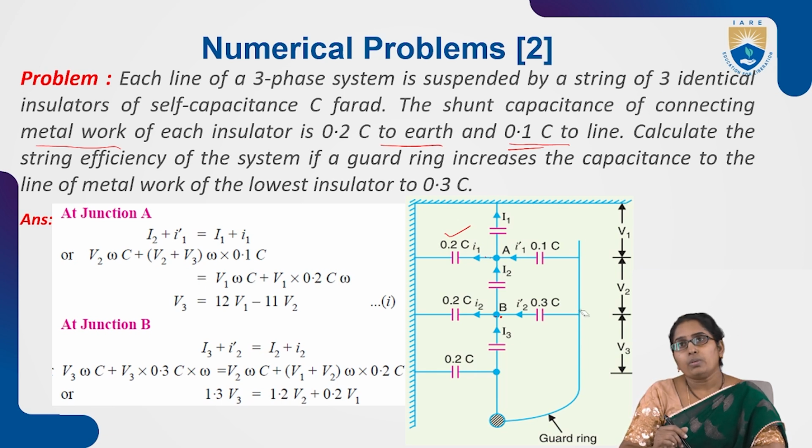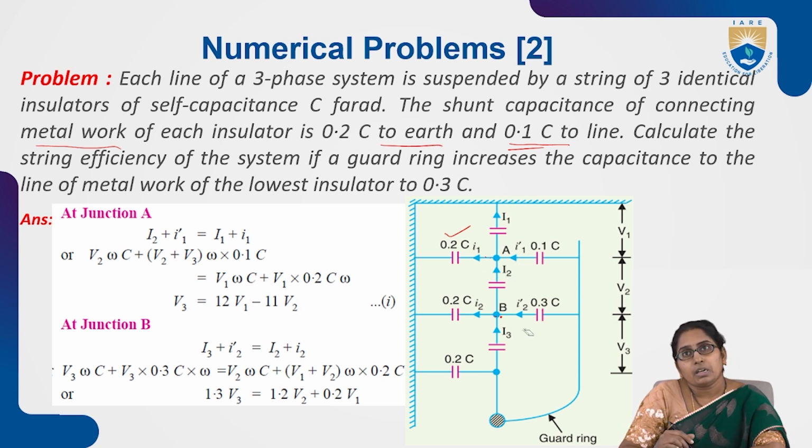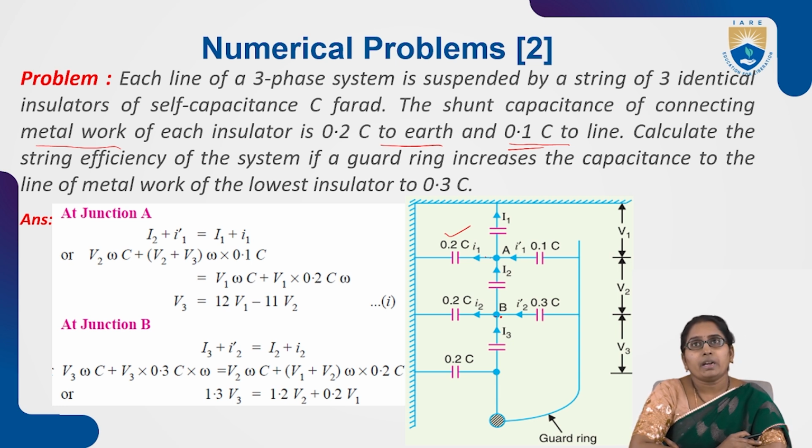So now we'll see, first the current in the metallic guard ring, current is small I1 dash, right? That is equal and opposite to this small I1. Similarly, the down one I2 dash. Now at point A, at junction A, apply KCL. So what are the incoming currents? Capital I2 and small I1 dash. That sum is equal to the leaving currents, capital I1 and small I1. So that is what is written.